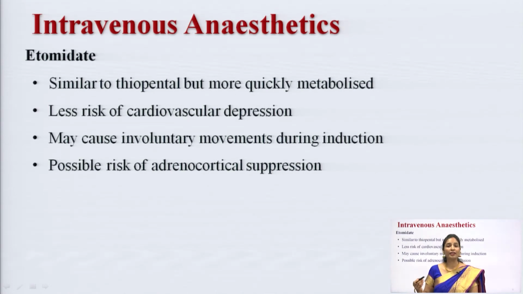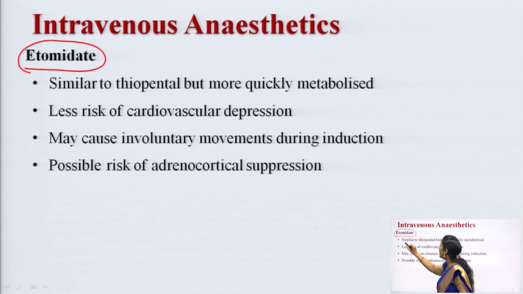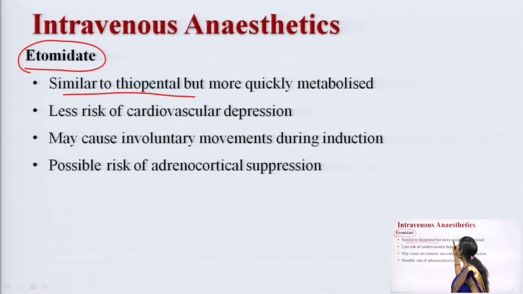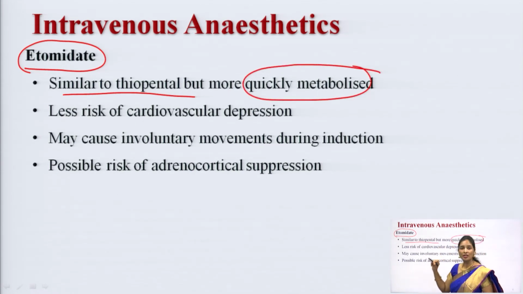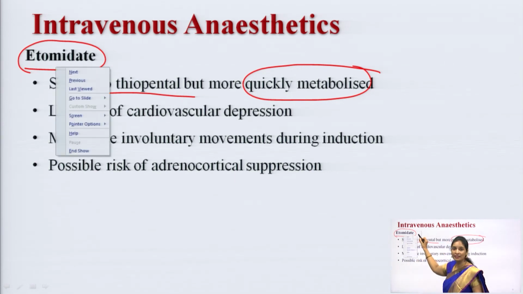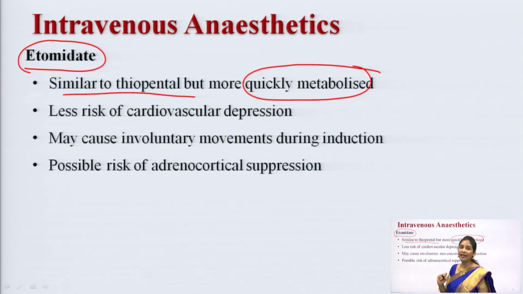It will be terminated by redistribution, but this drug Etomidate is similar to thiopental but more quickly metabolized. So thiopental is a drug which is not metabolized, but Etomidate, while similar to thiopental, will be metabolized. Okay. There is less risk of cardiovascular depression.